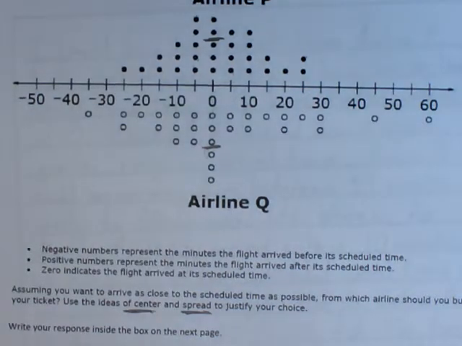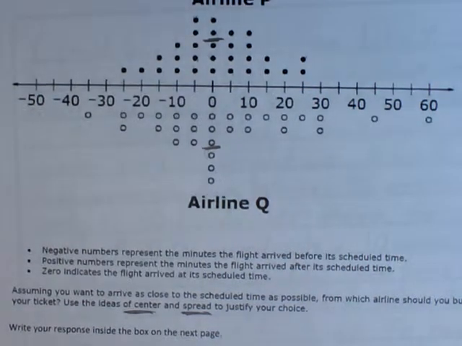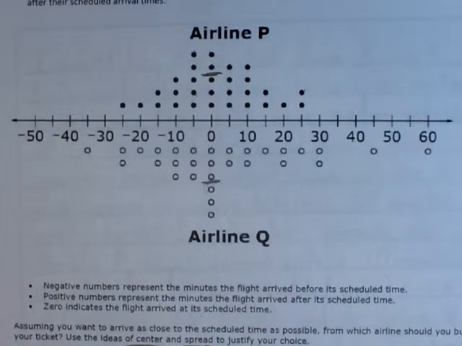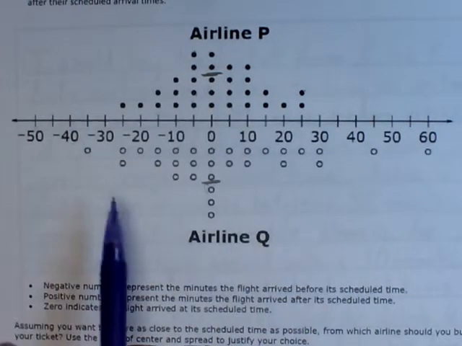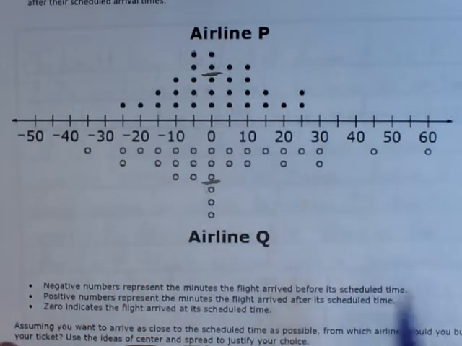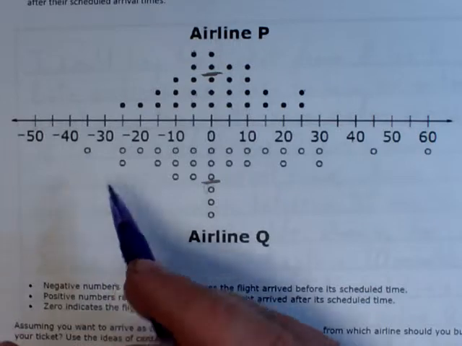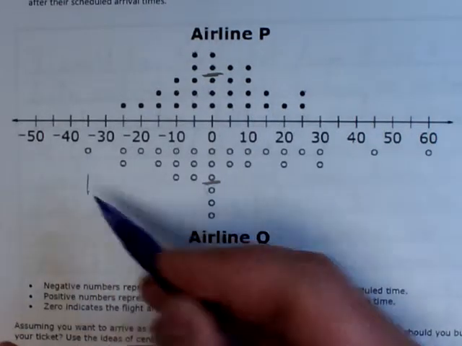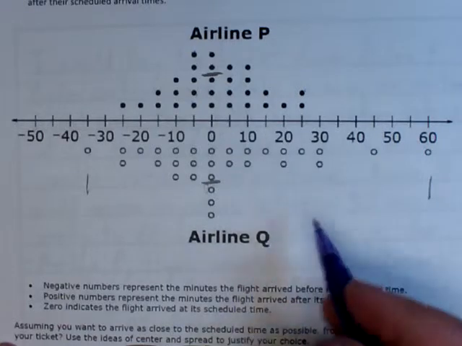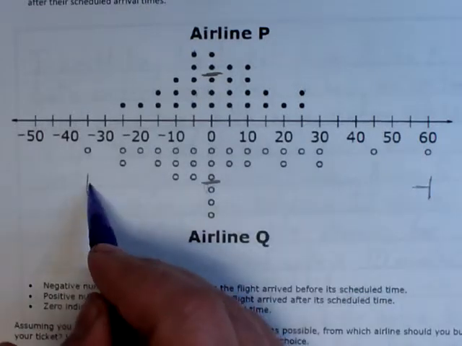So in order to be able to differentiate these two from each other, we'll also need to talk about the spread, because the centers are the same in terms of the median. In terms of the spread, you can see the airline Q is much more spread out. One measure of spread is the range. This is from 35 to 60 on airline Q. So if we were going to make our box and whisker plots, these would be the ends of our whiskers.